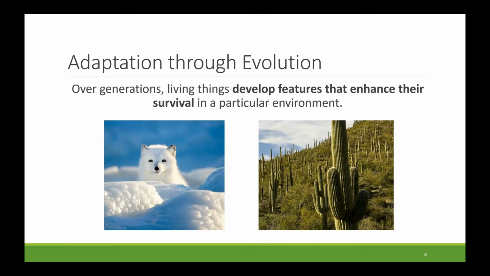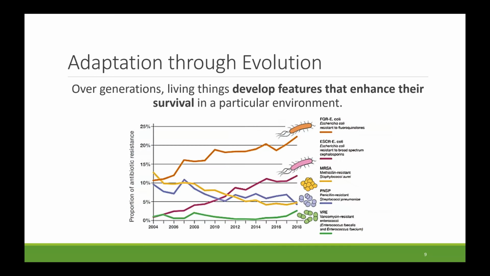Saguaro cacti have special mechanisms for conserving water in the dry desert climate that is their natural habitat. And both of these adaptations, along with the countless others that you see in the biological world, have evolved over many, many generations to suit the survival needs of that organism. But those survival needs are not always a good thing for humans.